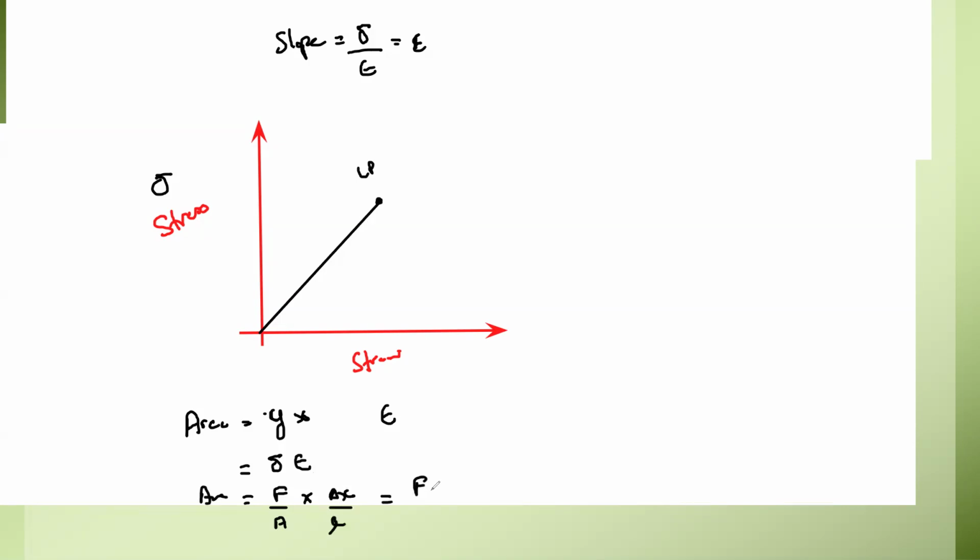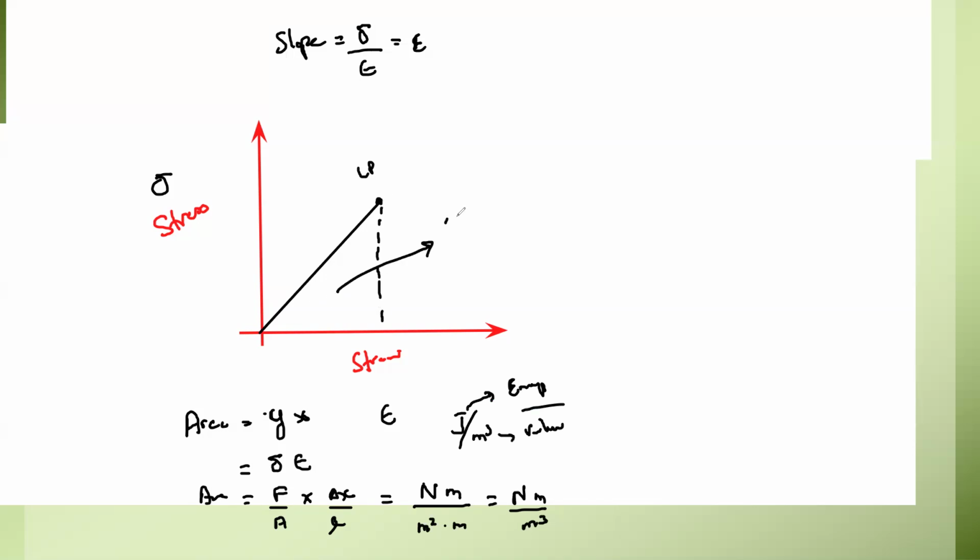So force multiplied by extension. If I write in terms of units, the unit of the force is Newton, the unit of the change in length is meter, the unit of the area is meter square, and the unit of the length is meter. When I simplify, it will give me Newton meter divided by meter cube. What is Newton meter? Newton meter is joules. So what I get when I work out the area of this graph is joules divided by meter cube. Joules is a unit of energy and meter cube is a unit of volume. So the area of this graph will give us energy stored per unit volume, which is also known as energy density.